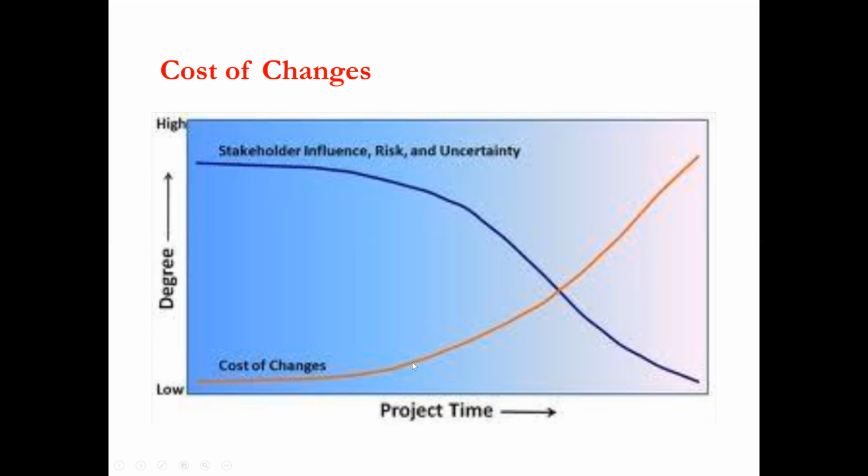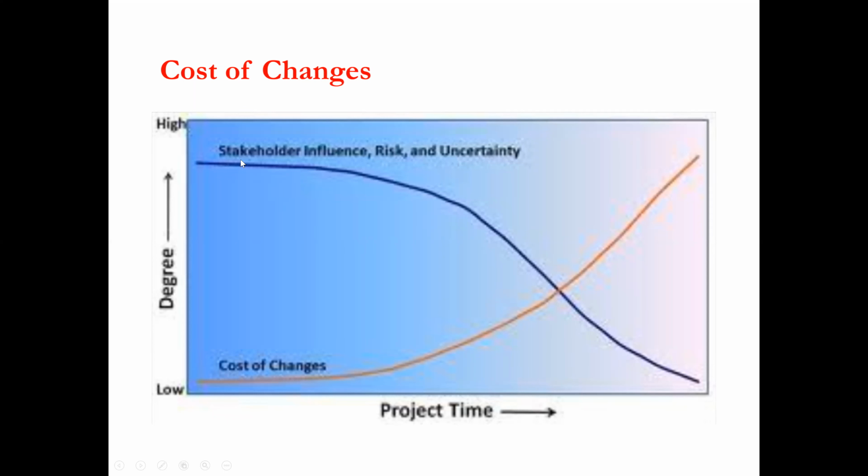As we move towards completion of the project, the cost of changing the project or making changes or variations increases. If we want to change the design or something in the beginning, the cost of making those changes is less. But as we move forward, the cost of making changes is too much, meaning we have to dismantle or make a lot of changes in the project, and there will be a lot of wastage. On the y-axis, they show the degree, low to high.